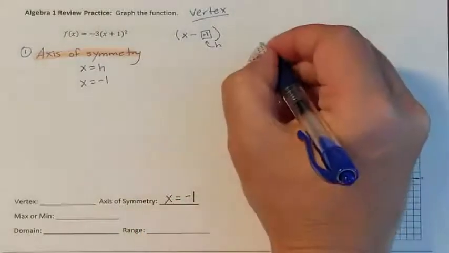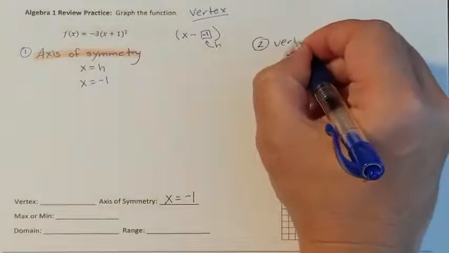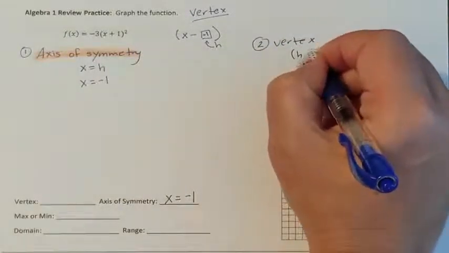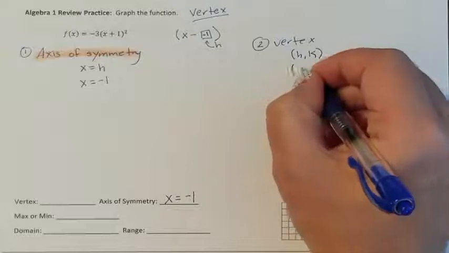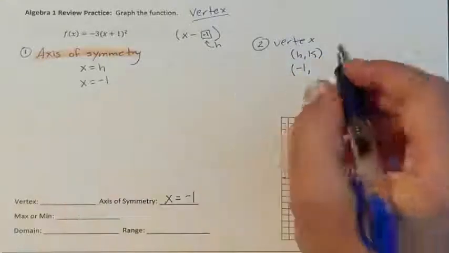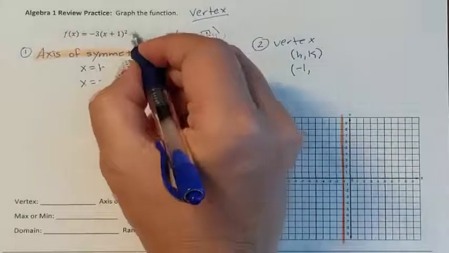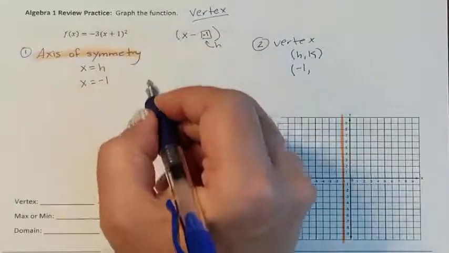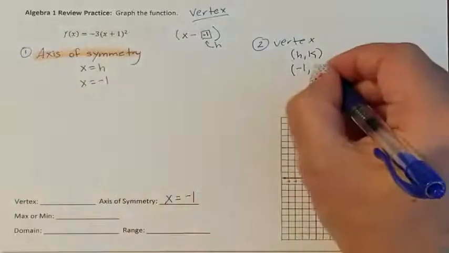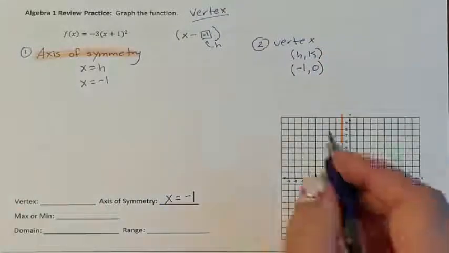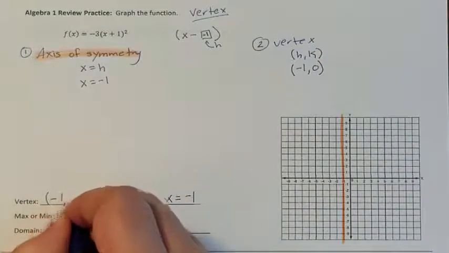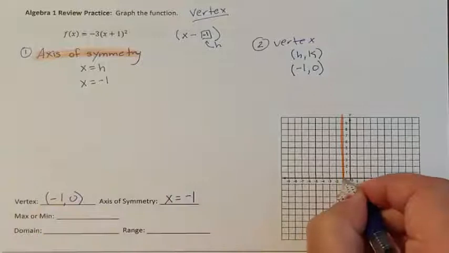Next, we're asked to find our vertex. The vertex we know is the coordinate point (h, k). I already found my h. It's a negative 1. Now I just need to find my k. The k is supposed to be the number that you are adding out here. I see no number being added, so my k is going to be a 0. So my vertex is the coordinate point (negative 1, 0), which lands right here.